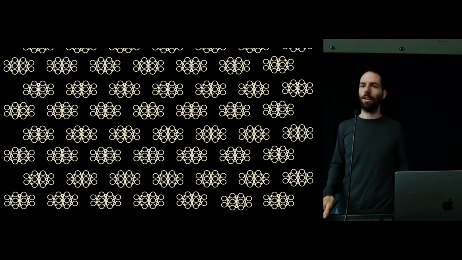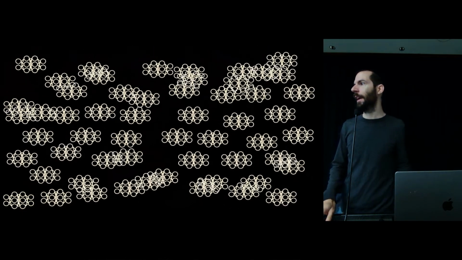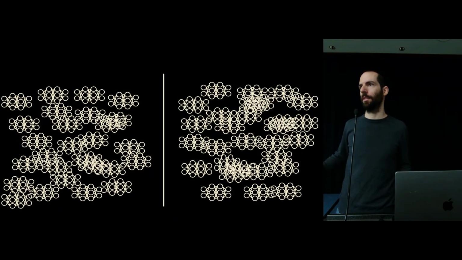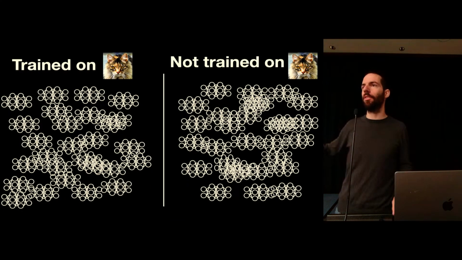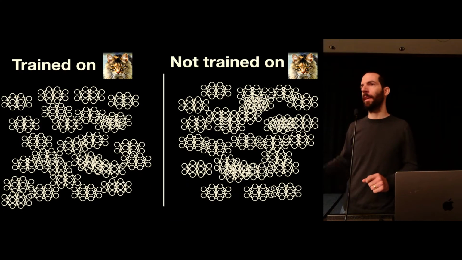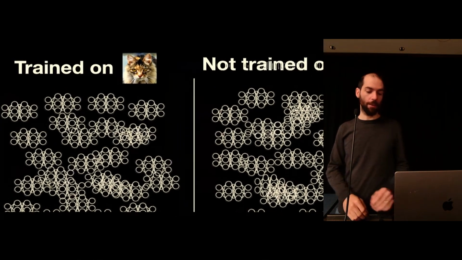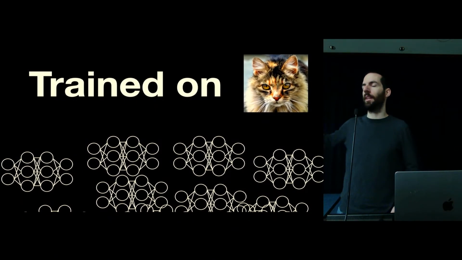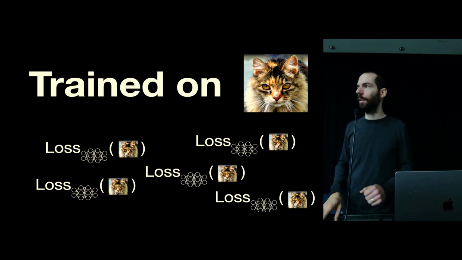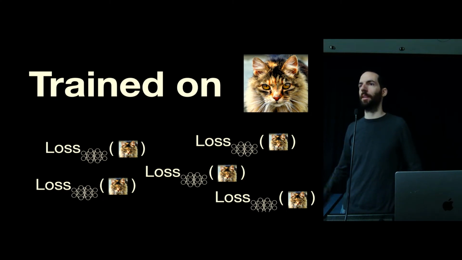Now I take all of these models that I've trained, and I partition them into two sets. On the left, I have the models that saw a particular image during training, and on the right, I have the models that didn't see this image during training. Okay. Now what I can do from here is zoom in on the one on the left and say, okay, for each of these models, what was their loss on the image that I'm interested in?